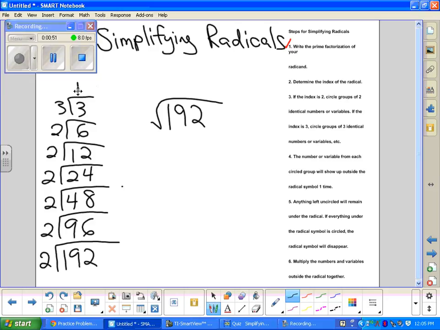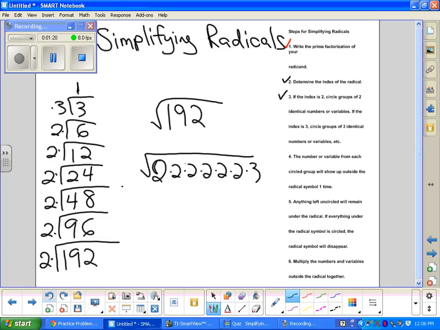Alright, so that's step number 1. Step number 2, determine the index. We'll be doing more of that later on, tomorrow. This has an index of 2 because there's nothing there. Let's just remind you. Step number 3, if the index is 2, circle the groups of 2. So I have 1, 2, 3, 4, 5, 6 twos, and 1 three.